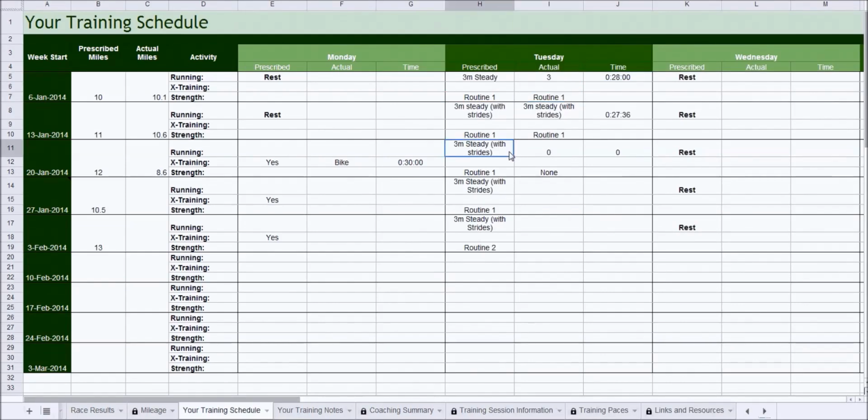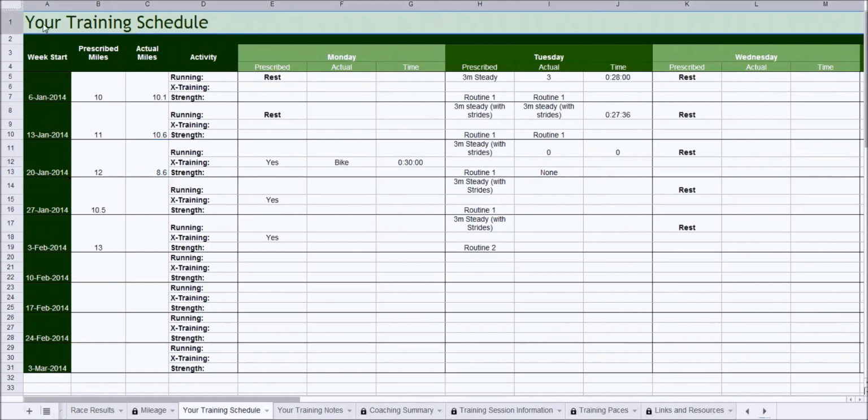Let's move to another example. On the 21st of January, we asked John to complete a 3-mile steady run with strides, and also to complete strength routine number 1. John did 0 miles that day, so clearly something's gone slightly off track in terms of his training. It's not a disaster, but there's a reason for this, which we would need to find out through some coach-to-coachee contact. Equally, John didn't complete his strength training program, and obviously he's entered 0 in the time column because there was no time for that activity.